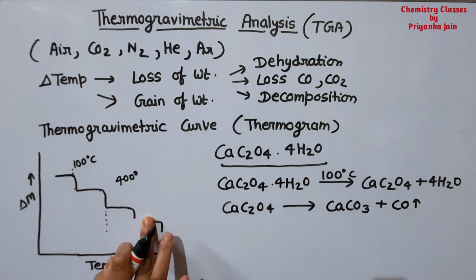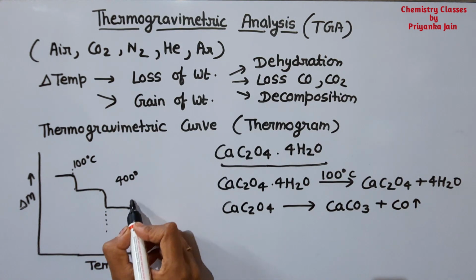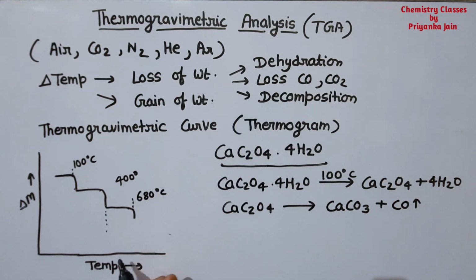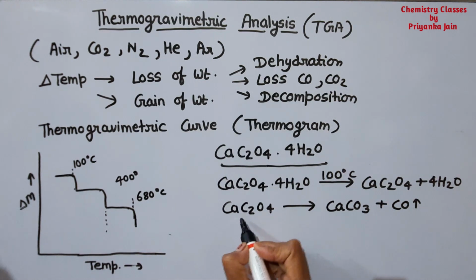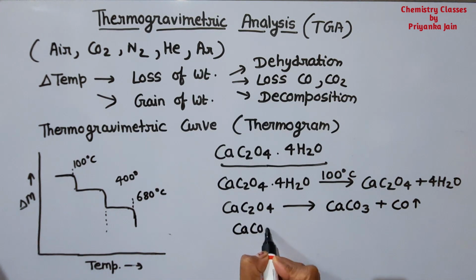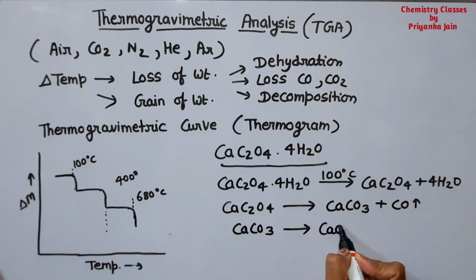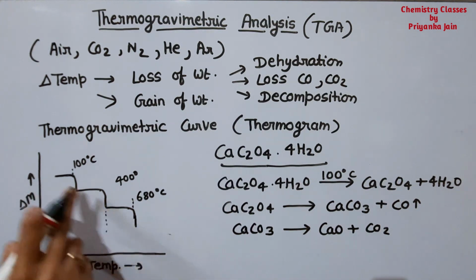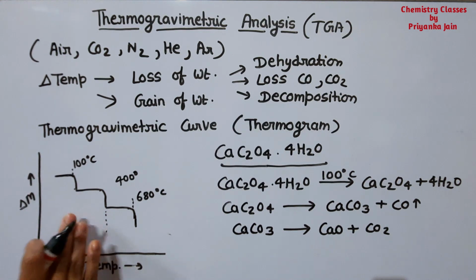Again there is no loss of the weight, and at 680 degrees centigrade there will be again a loss of the weight in this manner, right? This will be due to the decomposition of calcium carbonate. So we are getting CaO plus CO2. So in this way we are getting a thermogram. You can see the temperature range in the books. I am giving it only for the explanation.